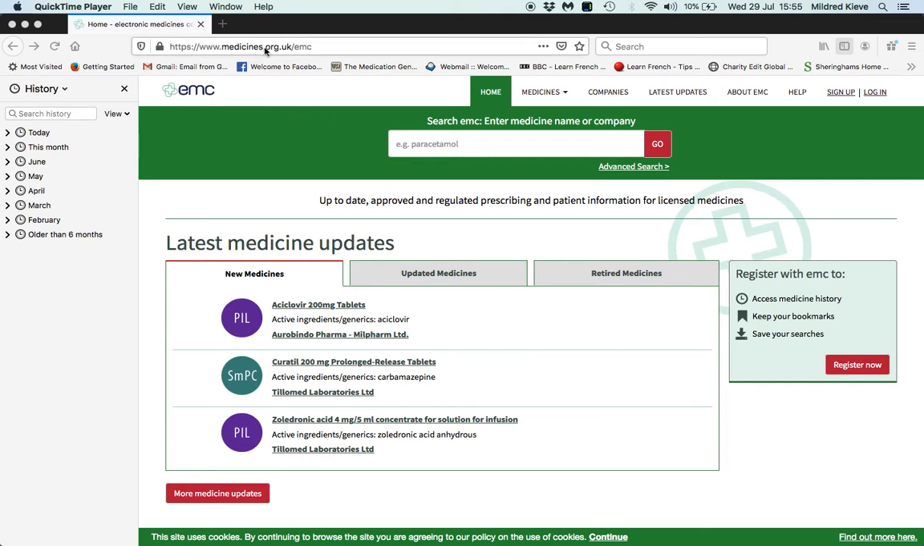So medicines.org.uk is the website. The stroke EMC can be put in. It stands for Electronic Medicines Compendium.